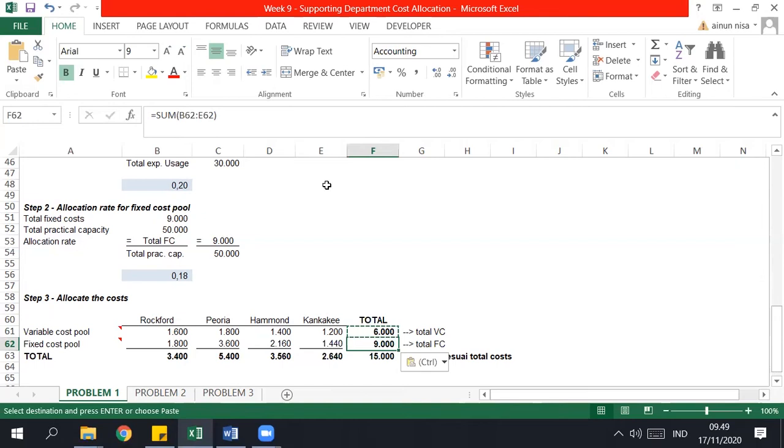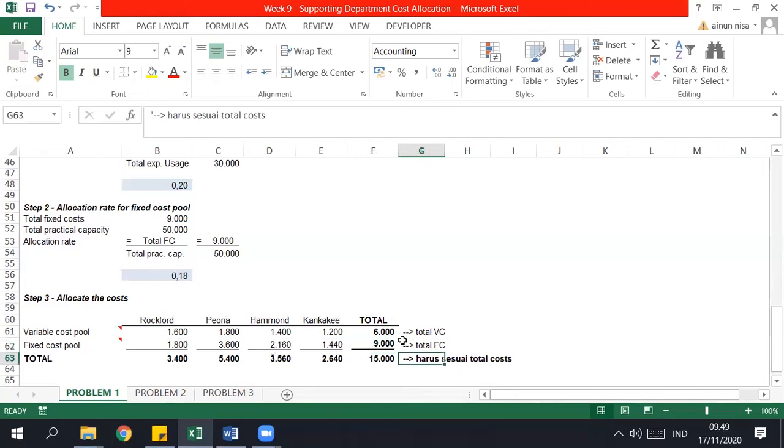Okay, so after calculating the variable cost pool and also the fixed cost pool, we have to sum the total cost for each department. So for Rockford it is 3,400, for Peoria it is 5,400, and so on and so forth. And the total of both the variable cost pool and fixed cost pool for all departments must equal the total cost as stated in the question. Okay, so that's all for problem 1.